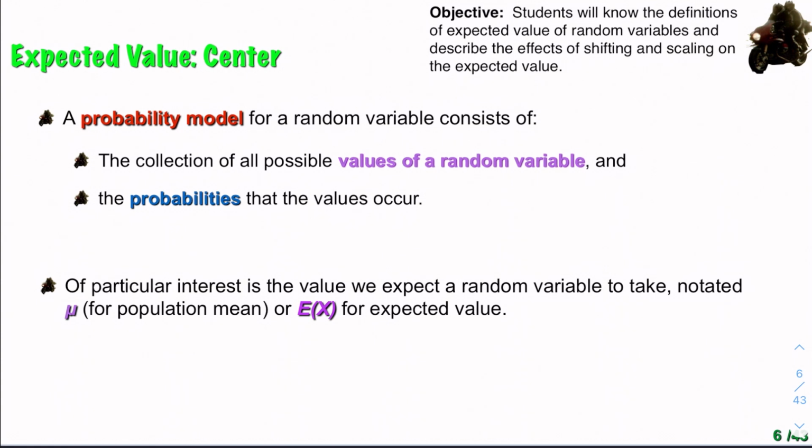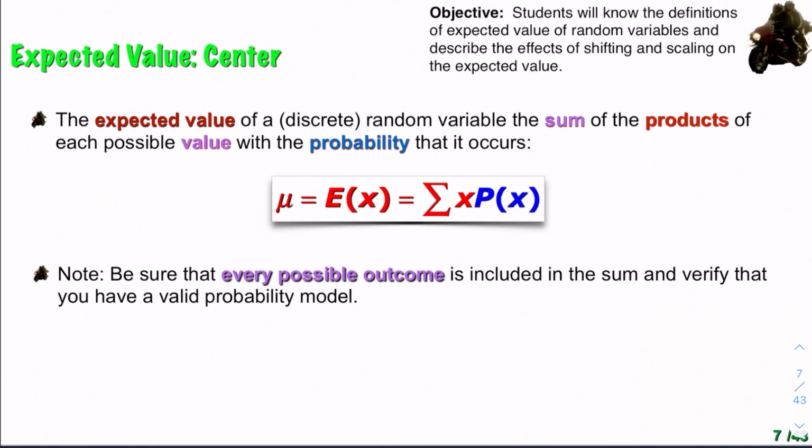So of particular interest is the value we expect a random variable to take, which is notated as mu for our population mean, or E of X, with X being our random variable, for expected value. In either of these cases, we are talking about means. We're talking about the center of a distribution. We've been doing that work way back in semester 1.